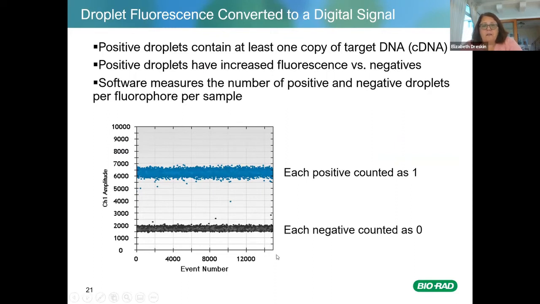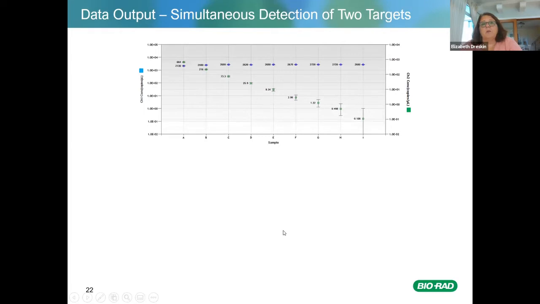We can also look for 2 targets or more than 1 target at a time. And this is an example of a duplex reaction where we're looking at 2 targets, each in a different channel or color. And in this case, you can see that each sample has both targets, but the channel 2, the green dots, are decreasing in these samples, while the template for channel 1 is pretty much held constant.